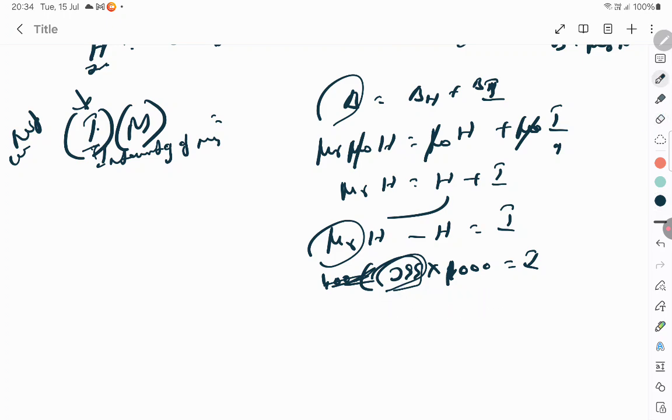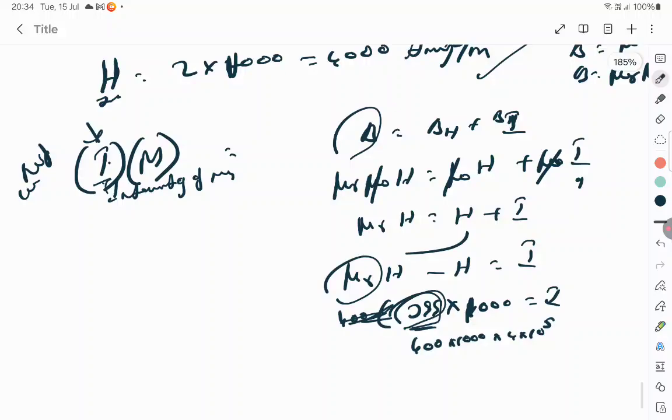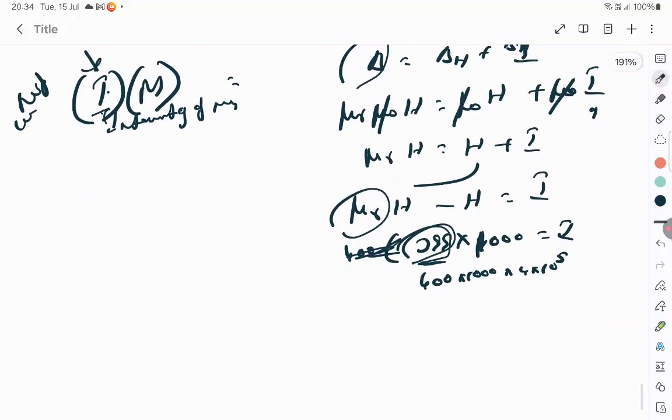399 into 1000. I just think they took it as 400 into 1000, which is 4 into 10 to the power 5. I don't know, in the numericals the value could be different. Just make sure that you are plugging in the right values, and I don't have the textbook with me. For this I find what is I. Once I find I, I can always find susceptibility, which is I by H.